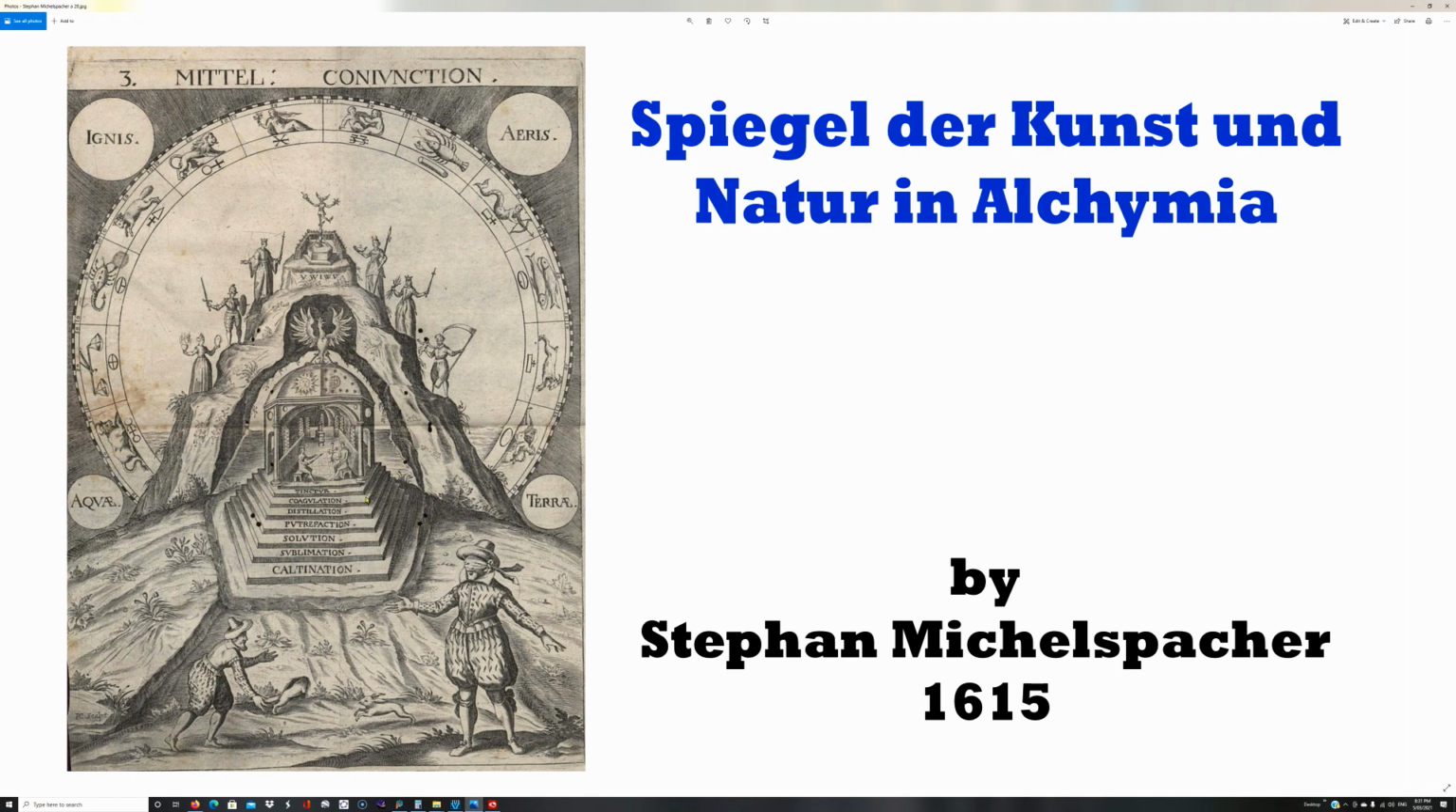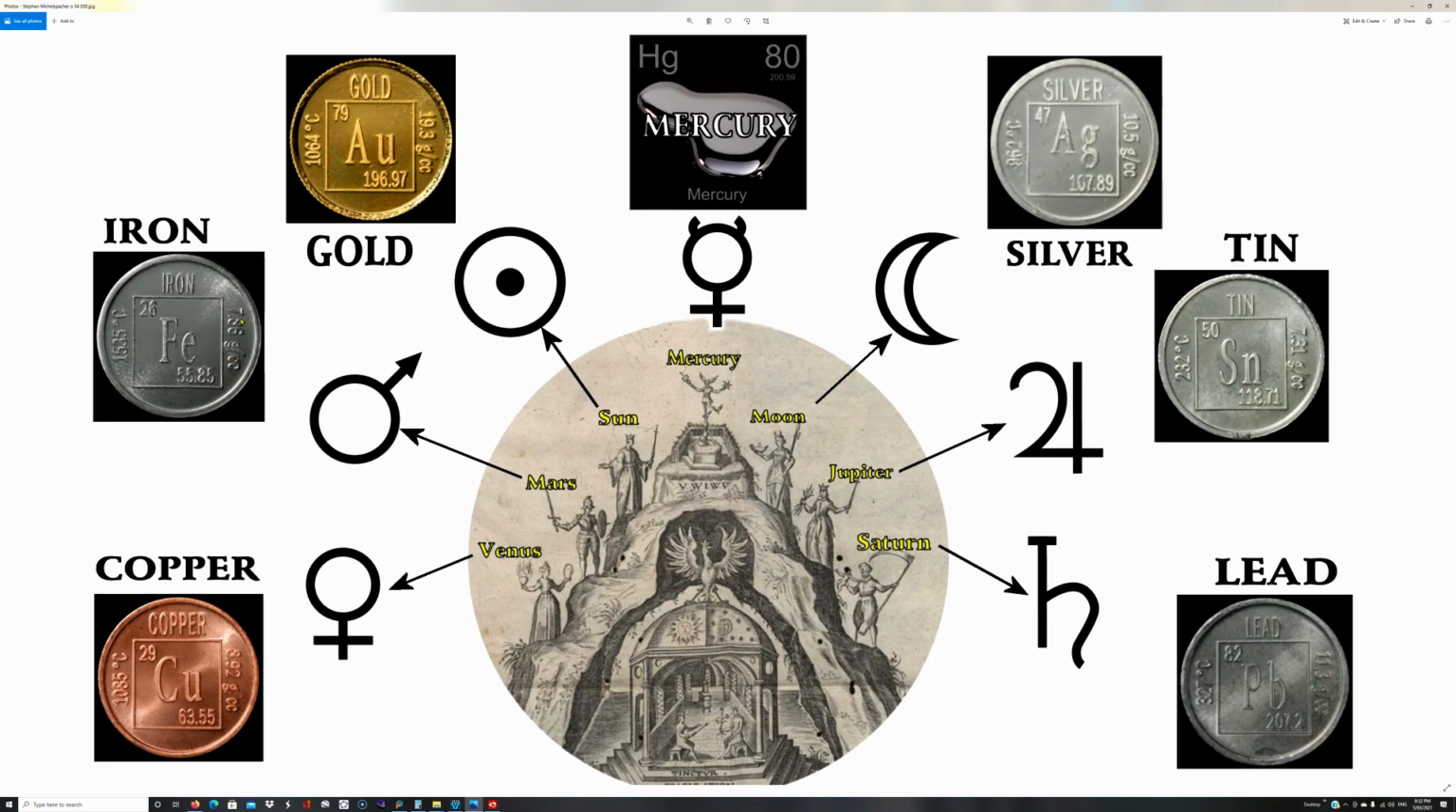I didn't adjust it. Maybe you'll see the pointer floating around. What we have is 7 steps, and there are also 7 figures standing here on top of this hill at the top. This is by Stefan Michelspacher. What those figures represent: I have Venus, Mars, the Sun, Mercury at the top, Moon, Jupiter, Saturn.